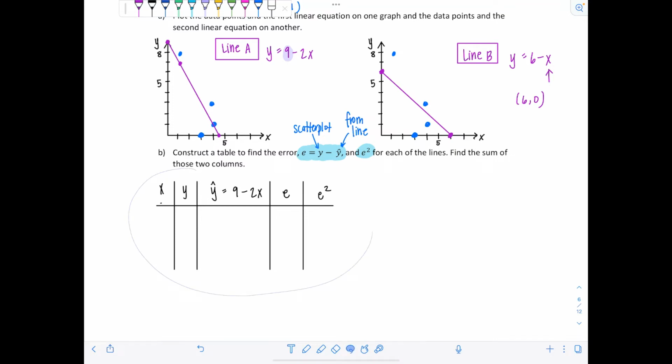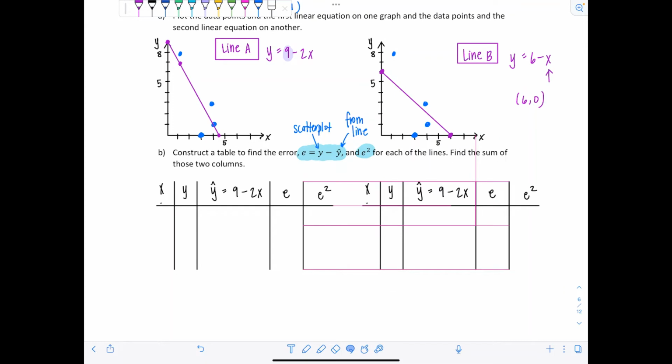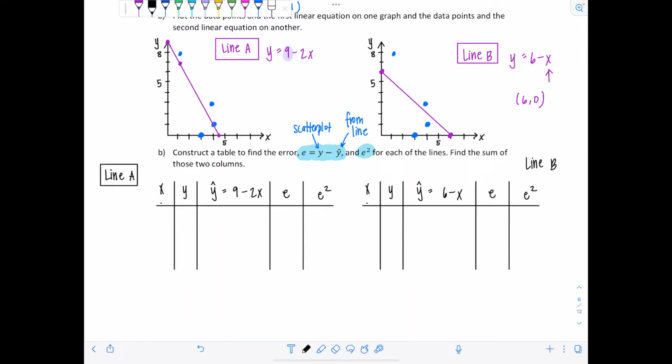And then I'm going to do it once for line A and then once more for line B. So line B's equation was 6 minus x. Okay, so here, this one's for line A and this one's for line B. When you do this in your homework, it's easy because they already have the table for you. You just punch in the values.